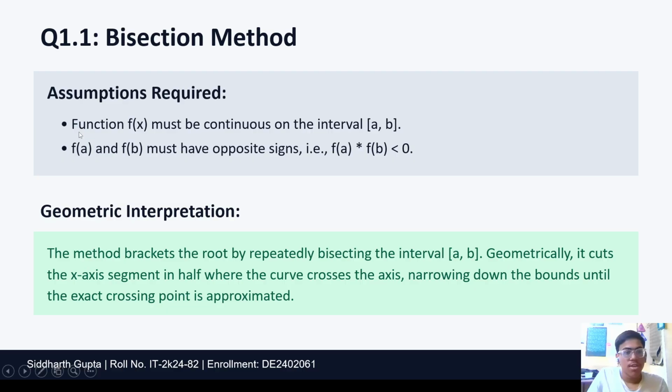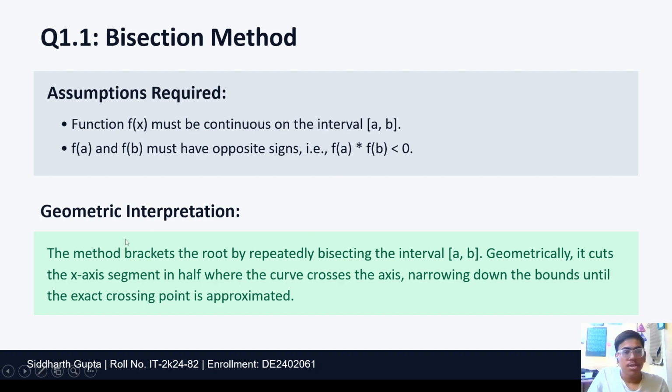So the assumptions we require are that the function must be continuous on the interval [a, b], and f(a) and f(b) must have opposite signs, that is f(a) into f(b) less than zero. You already know that for the root to exist, the function values at the two points must have a negative product for a root to exist between a and b. So these are the assumptions we are requiring.